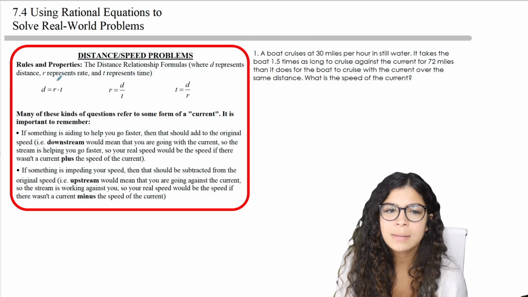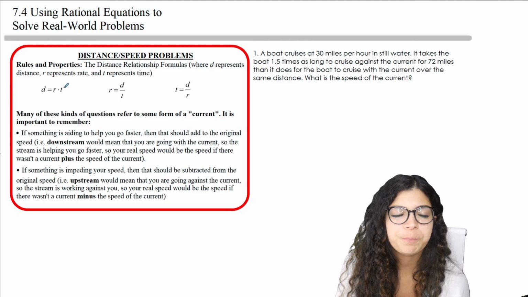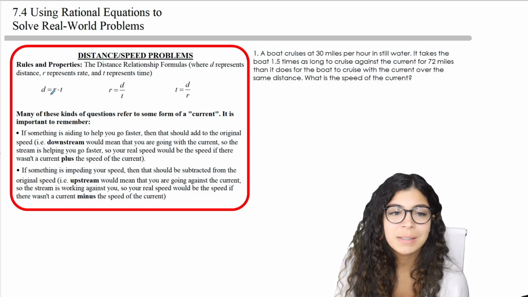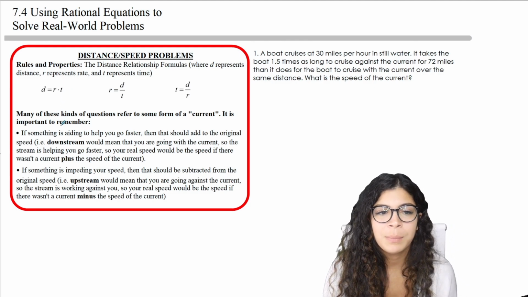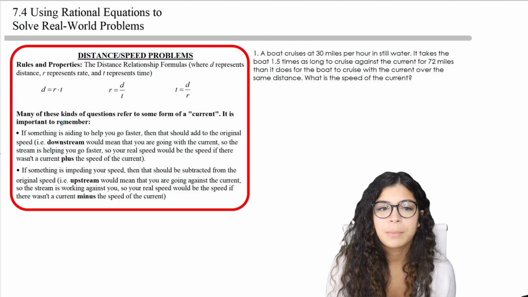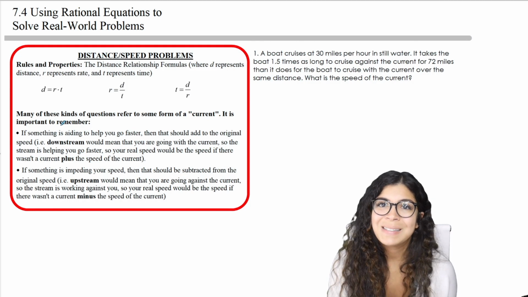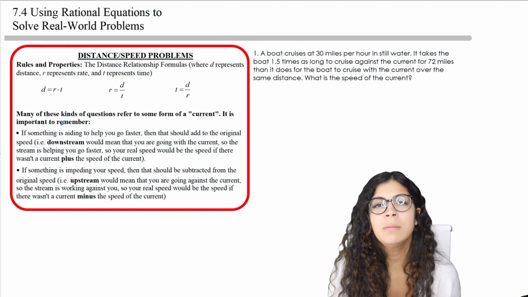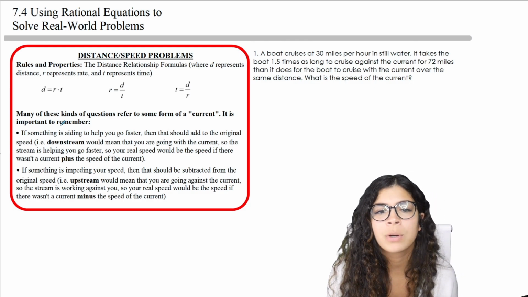Okay, speed is the rate. Those two are the same word. Now, we all know that distance equals rate times time, right? Rate multiplied by time equals the distance that you're going. For example, let's say I'm going 25 miles per hour and I'm going that rate for 3 hours. Then my distance would be 25 times 3, 75 miles that I drove in those 3 hours.